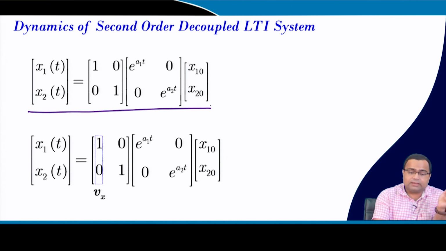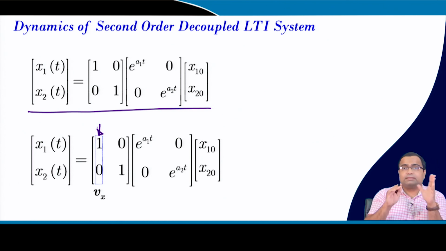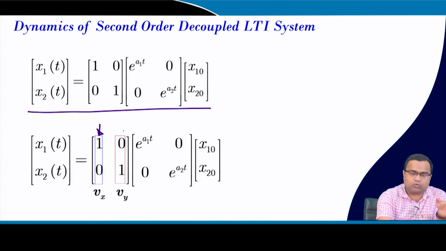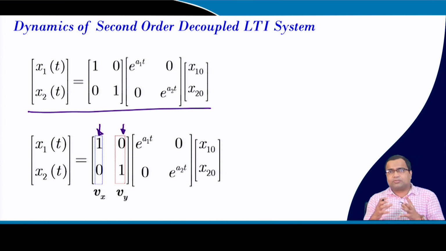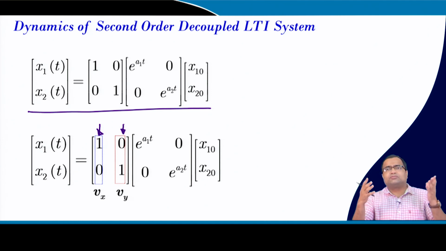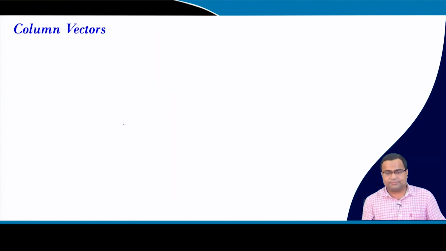I can consider this to be a column vector, and we will see the significance of this column vector. I will consider another column vector to be Vy. So, there are two column vectors, Vx and Vy. Why have I considered this? Since it is a decoupled system, why have I chosen these column vectors? Let us first draw in the x1 x2 axis how the vector looks.